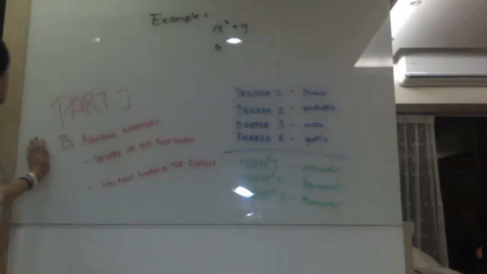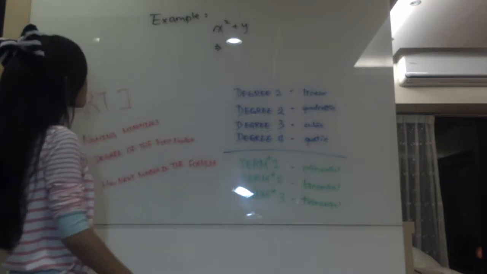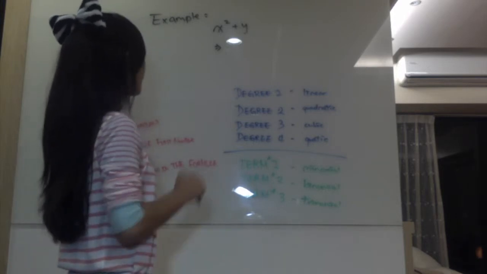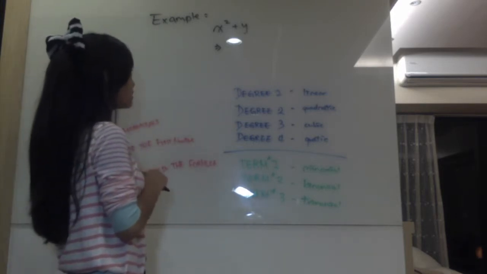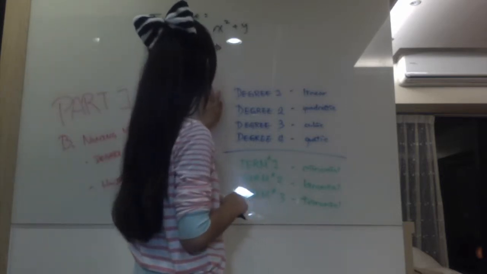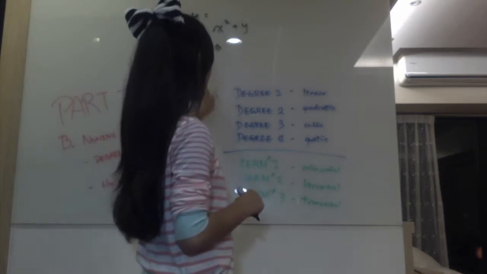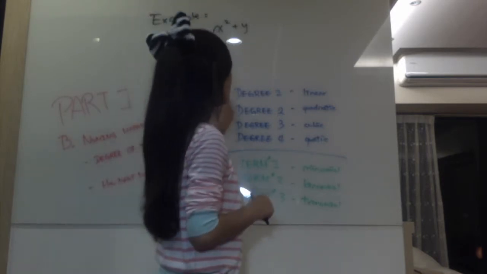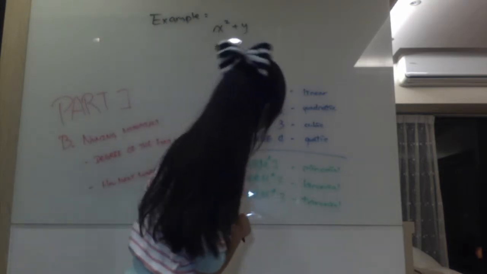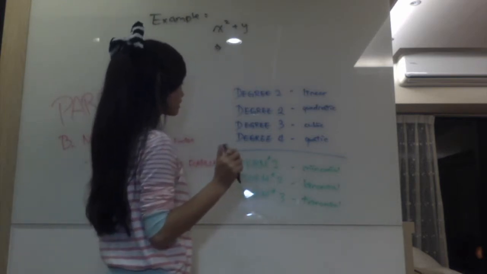Okay, part 1B was monomials. For the example, x²y. So how we write it is, where are the degrees? Degrees have names from 1 to 4. Degree 1 is called linear, degree 2 is called quadratic, degree 3 is called cubic, degree 4 is called quartic.